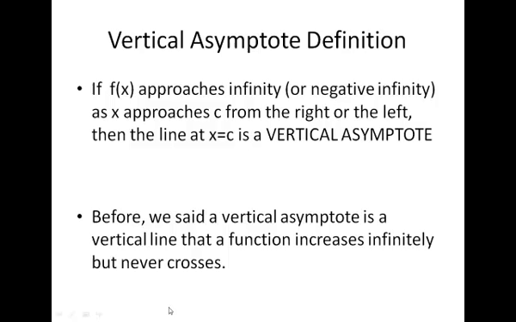So here is by definition what an asymptote is now. This is the formal definition. Before, we approached it just as a vertical line that your function increases but never crosses, or decreases infinitely but never crosses. Up here, this is the more formal definition now. As we approach from the left or the right, that x value, if it's going towards infinity or going towards negative infinity, then that line at that value that we're approaching is a vertical asymptote.